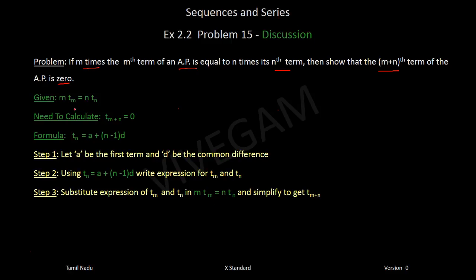Basically, assume a is the first term and d is the common difference, then get an expression for Tm using this formula, get an expression for Tn using the same formula, then multiply them by m and n and equate. Then it is more of a simplification exercise. So let's go into the solution.